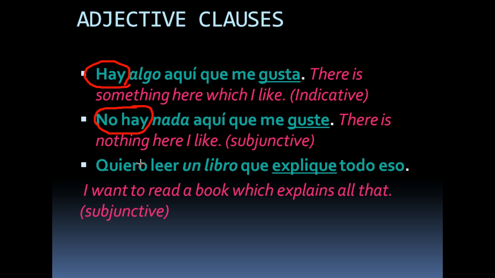Let's look at the last example down here. Quiero leer un libro que explique todo eso. I want to read a book which explains all of that. Does that book exist? I want to read a book. Does it exist? We don't know if the book exists or not. It has to take the subjunctive.